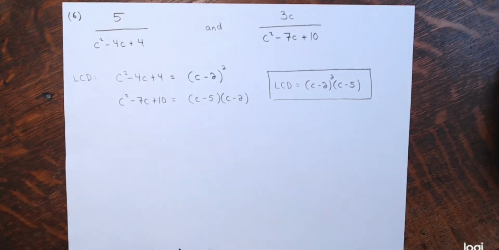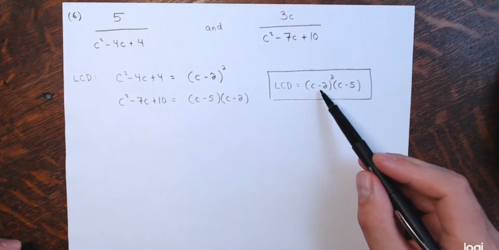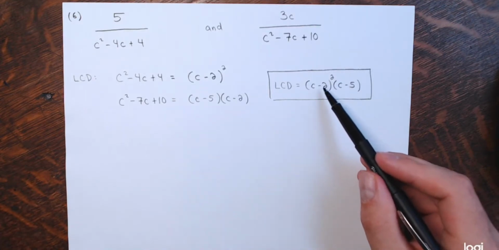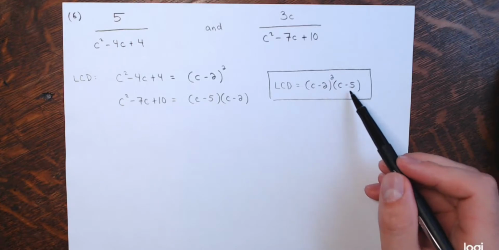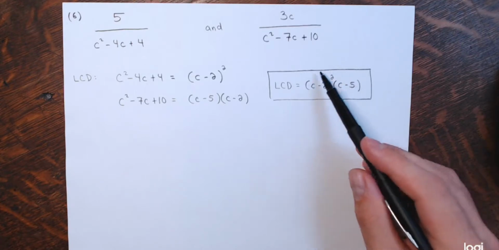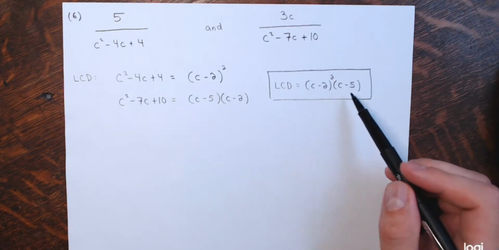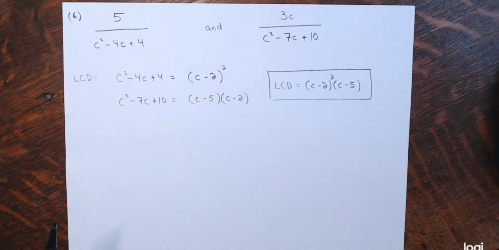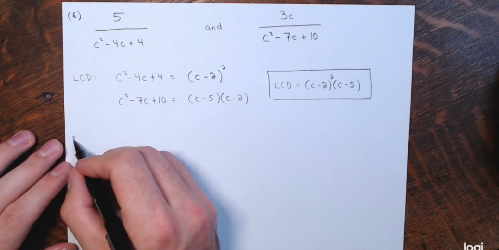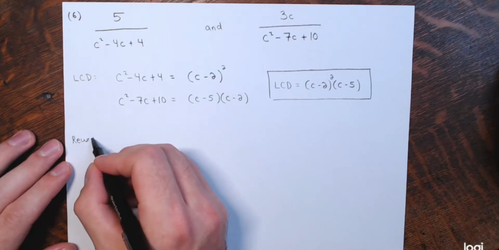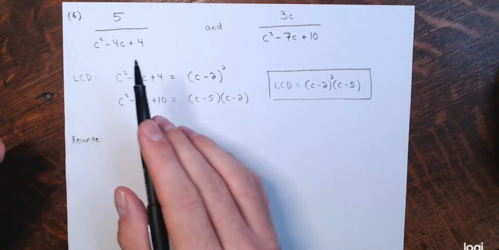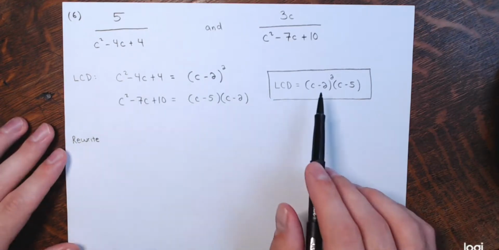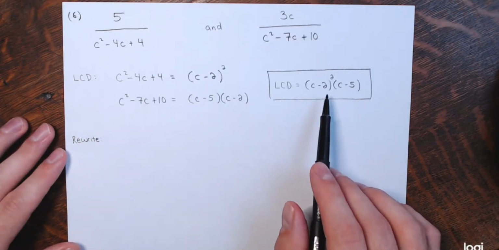All right, so the least common denominator will be c minus 2 to the second, right? c minus 2 times c minus 2 times c minus 5. Now again, you can leave it in factored form or actually multiply it out and get a simplified polynomial for the LCD if you want. I'm going to leave it factored. Then we're asked to rewrite each fraction as an equivalent fraction with the LCD as a denominator.